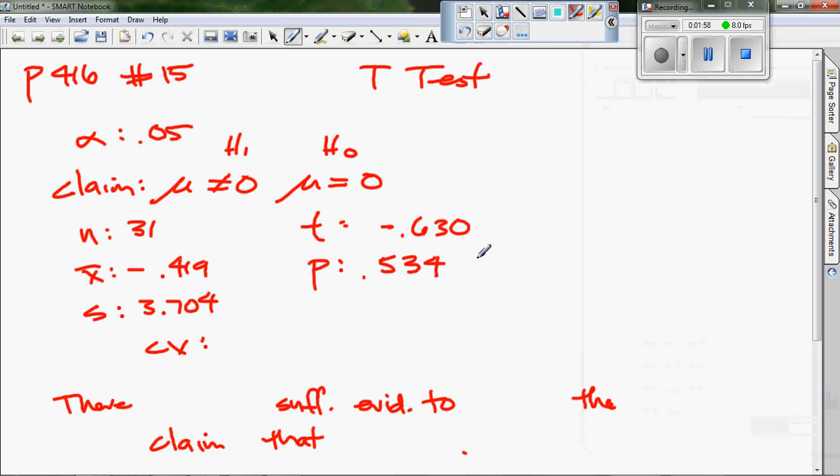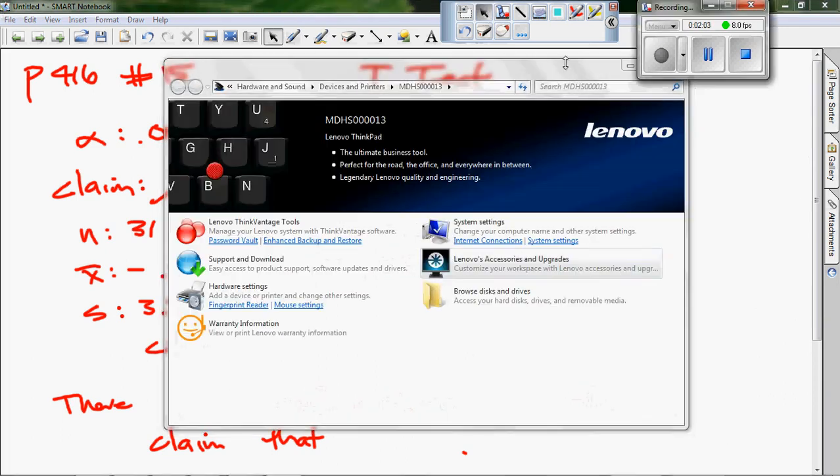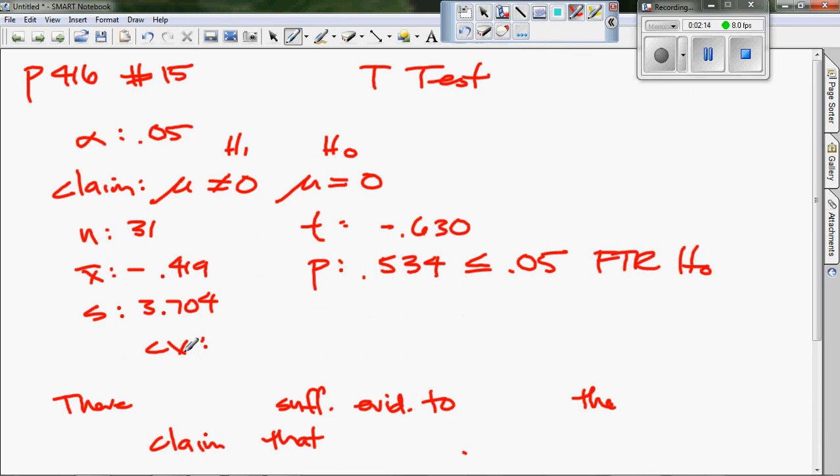So as we can see, our p-value is not less than or equal to the significance level, so we fail to reject the null hypothesis. So we can write our formal conclusion. There is not sufficient evidence to. Our initial claim is our alternative hypothesis, so we write support. If our initial claim was the null hypothesis, then we would have written reject. The claim that, and then restate the claim. The mean difference is different from 0.